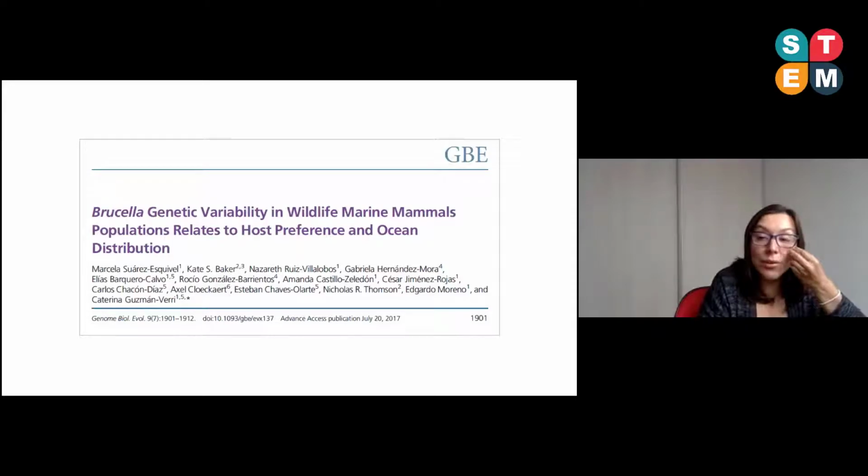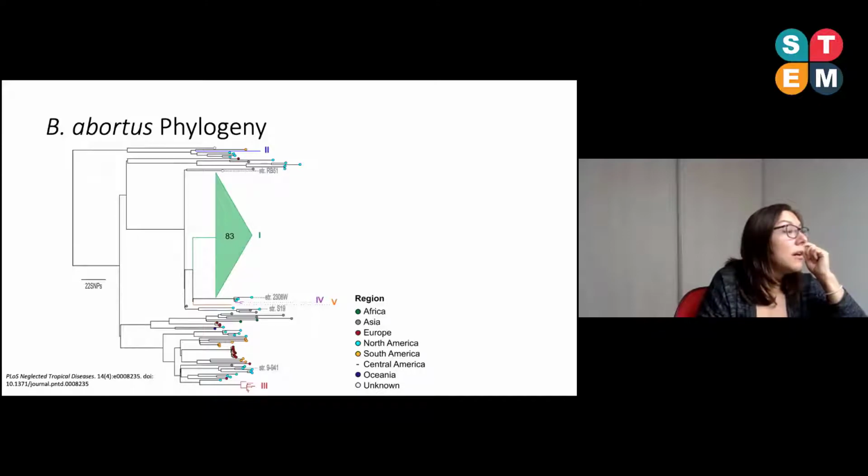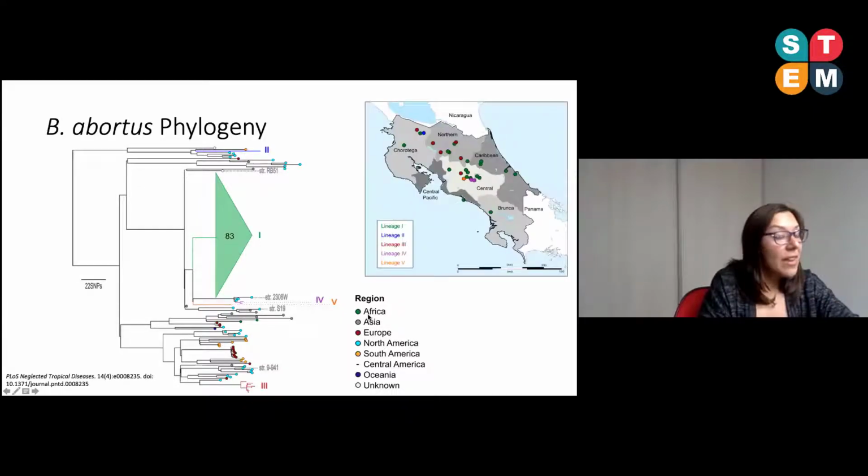And the other Brucella species confirm somehow this variability with the Brucella abortus phylogeny, where we found 5 different clades in our Costa Rican samples, a big one, but also some other smaller clades that cluster together with Europe and the US that are not weird for us because our cattle came from there. And we have the dispersion of these lineages all along the territory. That our territory is very, very small.